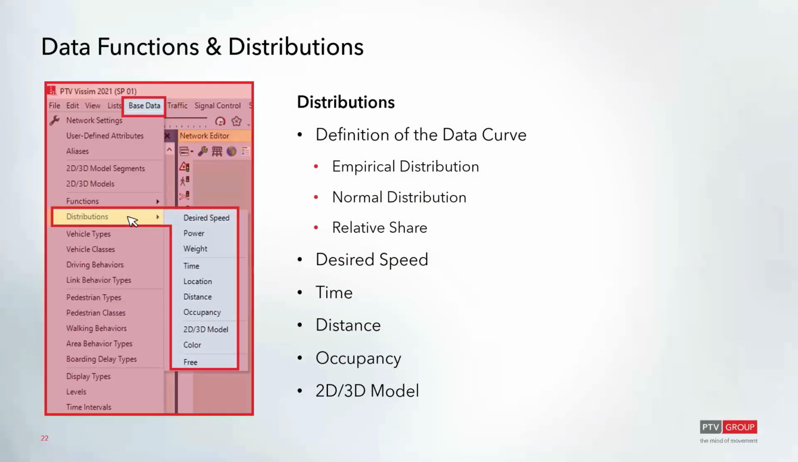All right, so moving on to this distribution section. Within Vissim, there are a lot of different options for using distributions. Some of the big ones that we're going to cover today are the desired speed distribution, which is for setting up the speed for vehicles on different types of roadway. We're also going to take a look at the time distribution, and then also the 2D, 3D model distribution, which can be set up within those vehicle types that we looked at earlier.